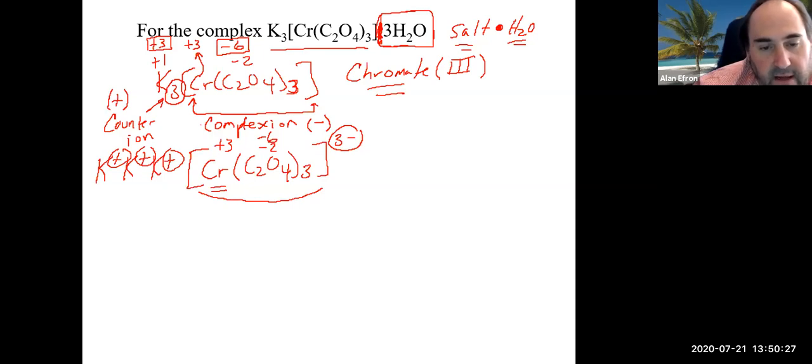I found the oxidation state on chromium, if that's what you're asking. The oxalate has a -2 charge overall, the C2O4, and there's 3 of them, which gives you a -6. The potassiums, as I laid it out over here, total +3. So +3 and -6 is -3. So the chromium has to be +3 to balance it out.